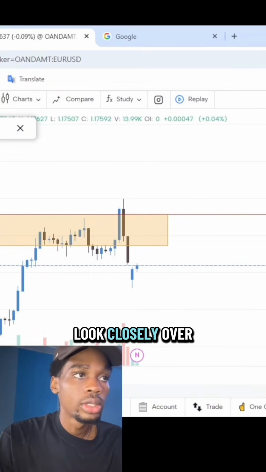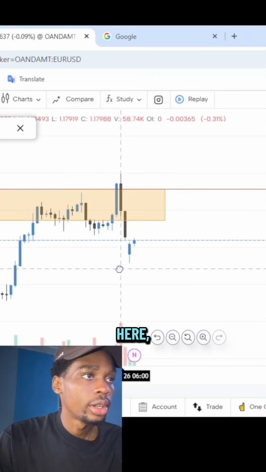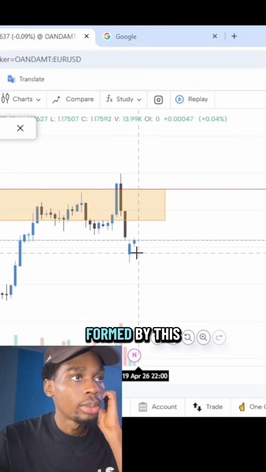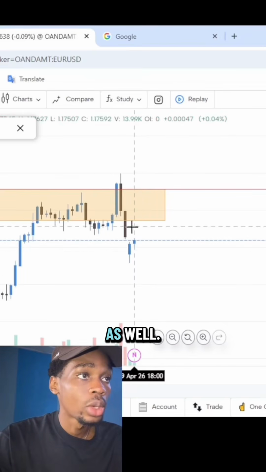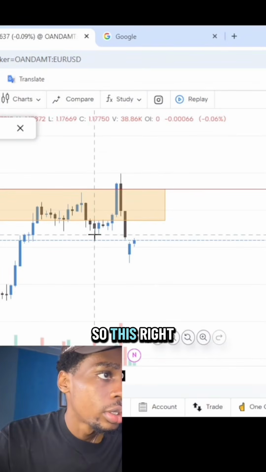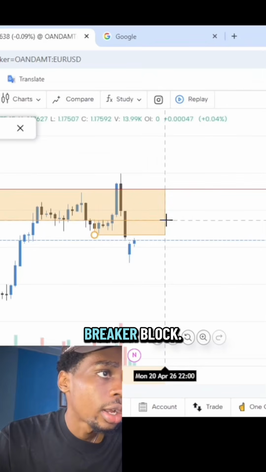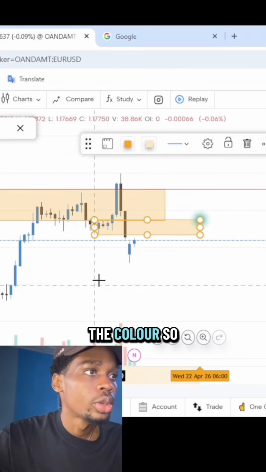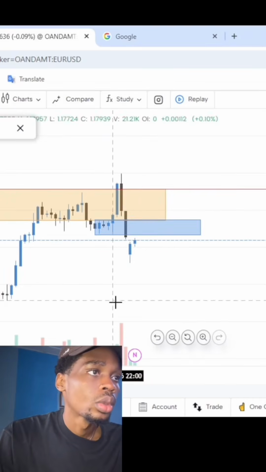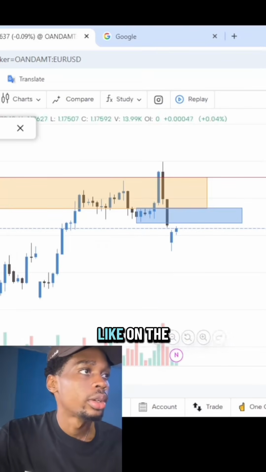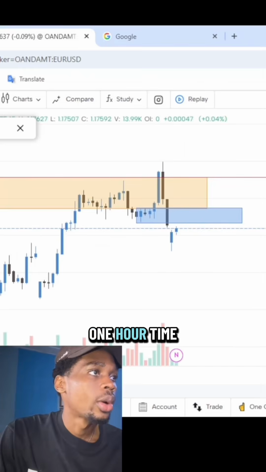And if you look closely over here, there's a breaker block that was formed by this impulsive move downward, as well as internal range liquidity. Let's mark that out. Okay, so this right here is the breaker block. Let me change the color so it stands out a bit more. Okay, so beautiful. That's the breaker block right there. Now let's see what that looks like on the 1-hour time frame.